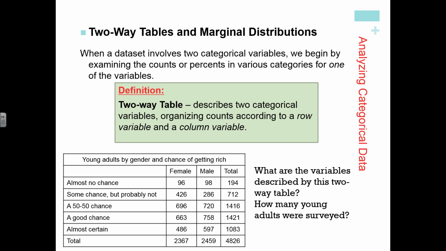So here we're looking at young adults by gender and chance of getting rich. The two variables we're looking at are gender, and the other variable is chance of getting rich. Our gender is up here across the top, and our chance of getting rich is along the side. There were a total of 4,826 adults surveyed in this example.